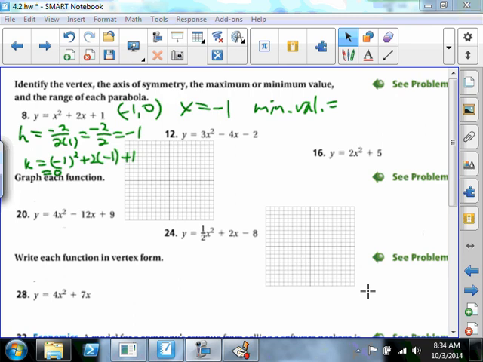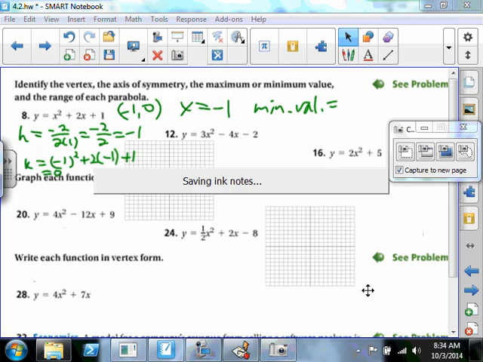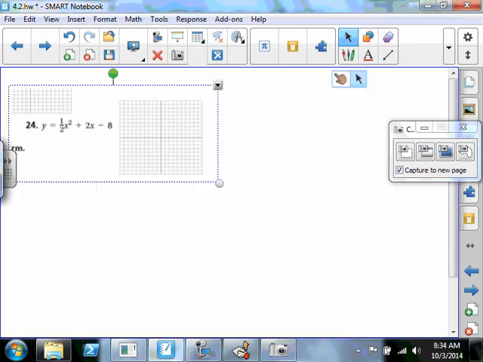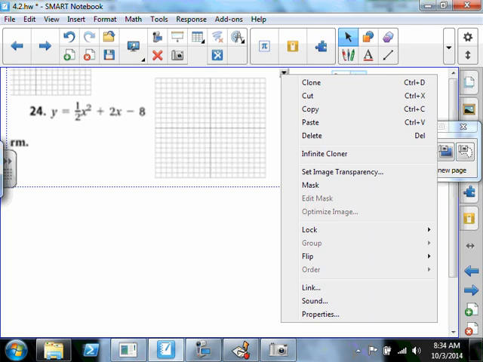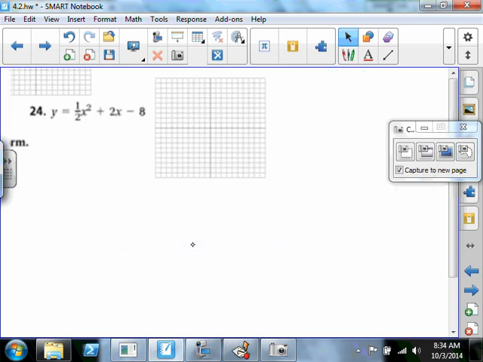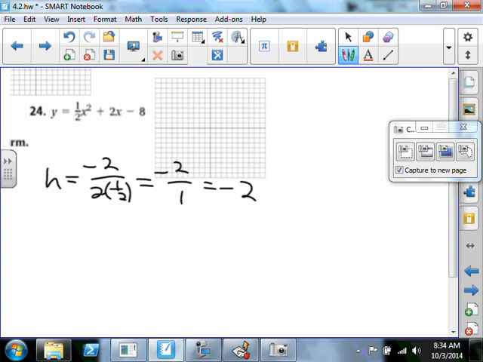I think we might be able to finish this in time. It's going to be close, but I think we could finish this in time. So on this, h is negative 2 over 2 times a half. So that's negative 2 over 1, which is negative 2. k is a half times negative 2, the quantity squared, plus 2 times negative 2, minus 8.